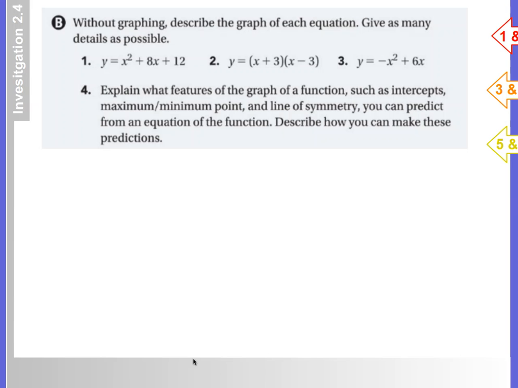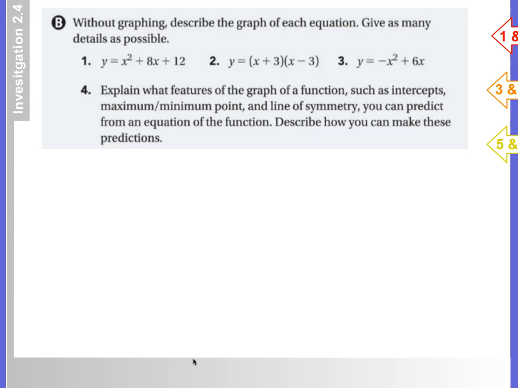All right, so we're going to take a look at question B. Now, remember, I expect that you will do this problem first and then watch the video. So if you haven't done problem B 1, 2, and 3, please stop the video now, pause it, do the problem, and then come back. Otherwise, you're really not going to get much benefit.